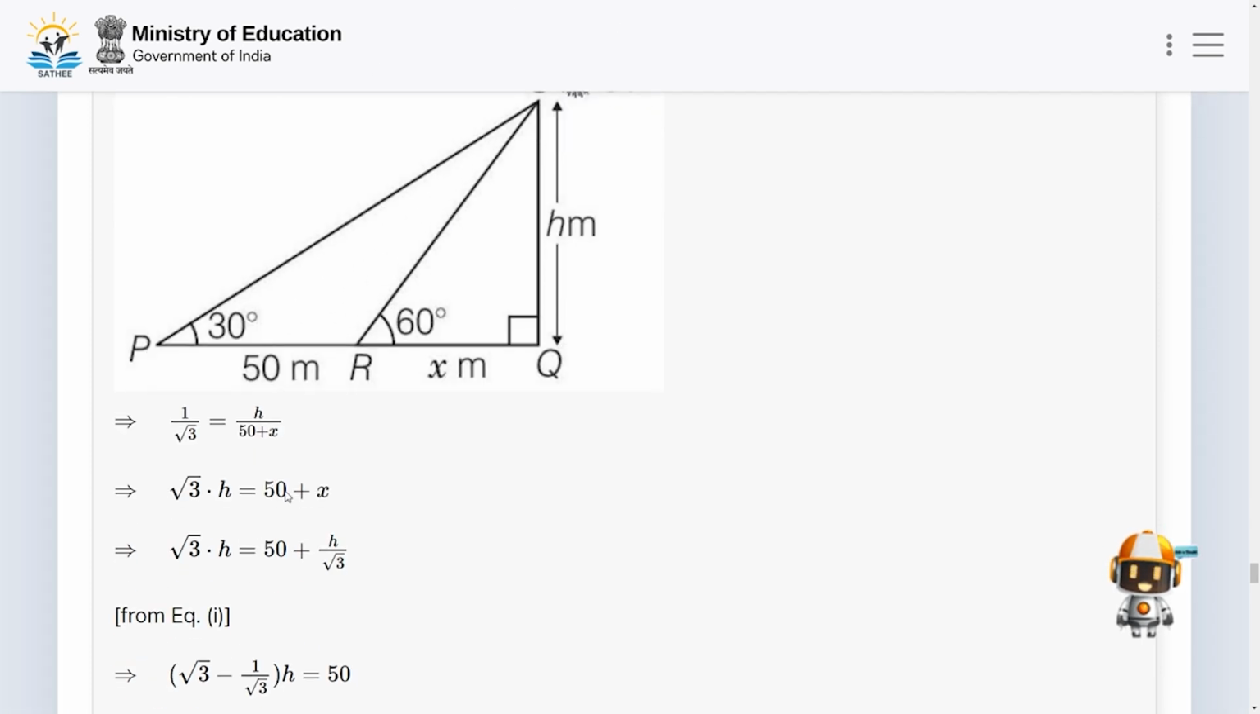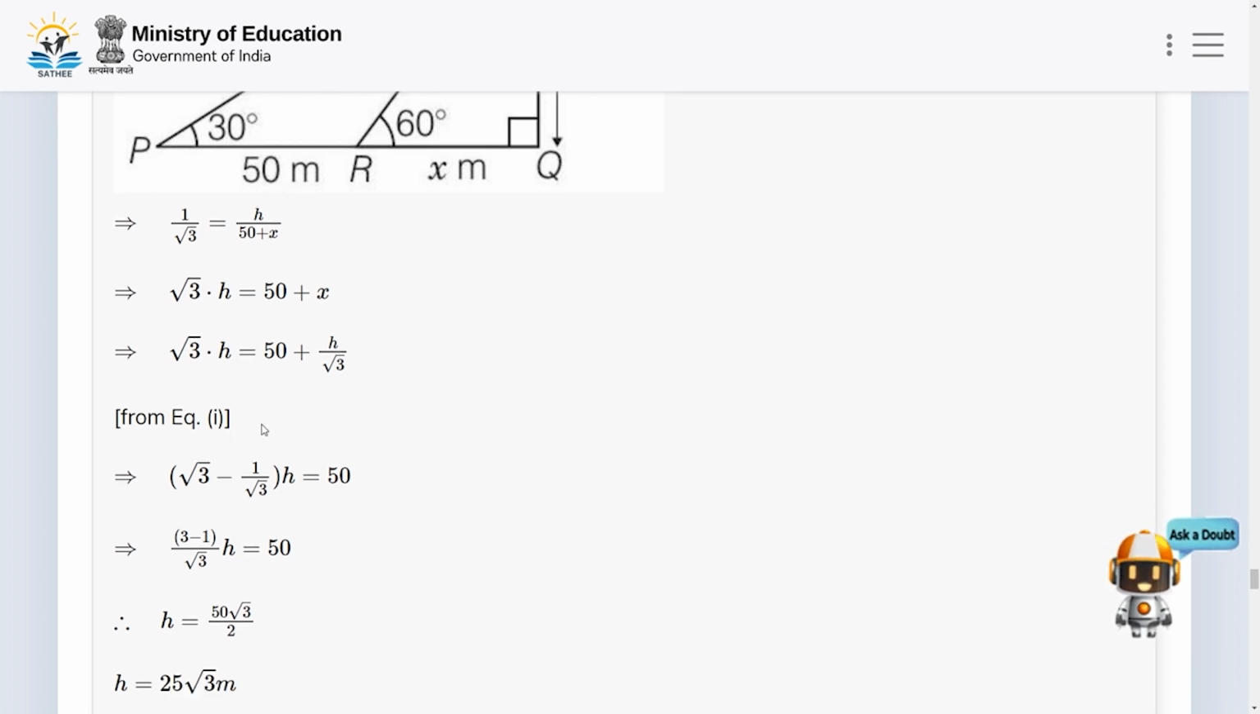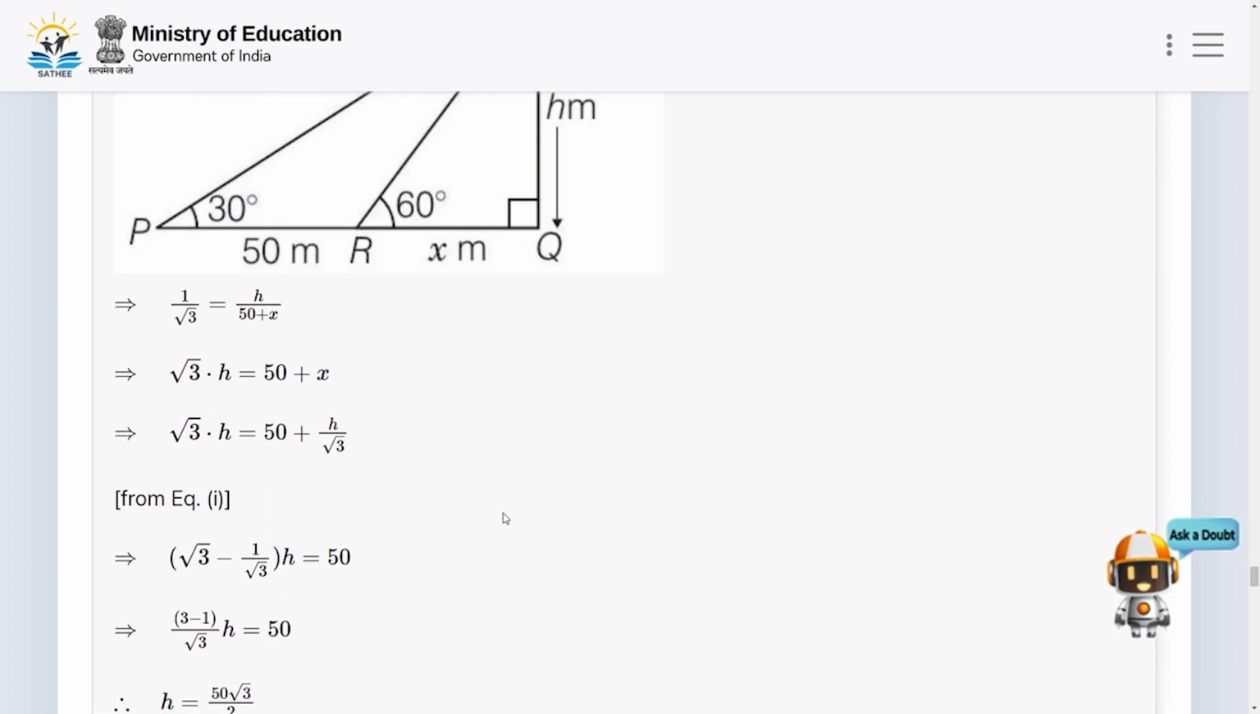It implies root 3 times h is equal to 50 plus x, so root 3 times h is equal to 50 plus h by root 3. We get this from equation 1. So root 3 minus 1 by root 3 times h is equal to 50, and it implies 3 minus 1 times h by root 3 is equal to 50, and therefore h is equal to 50 times root 3 by 2. So h is equal to 25 times root 3 meters. Hence the required height of the tower is 25 times root 3 meters.